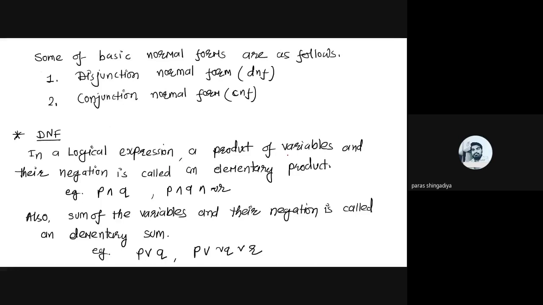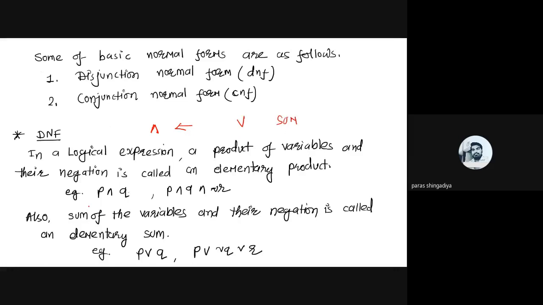So, disjunctive normal form, what is that? In a logical expression, a product of variables and their negations is called an elementary product. For example, p and q. This is a product of variables; p and q are the variables. Similarly, a negation is also a variable. So a product of variables and their negations is called an elementary product. For example, p and q, or p, q and negation r. This is a product of p and q, and this is a product of p, q and negation r. Clear? And operator means a product, we will consider that in this theory. And or operator means a sum.